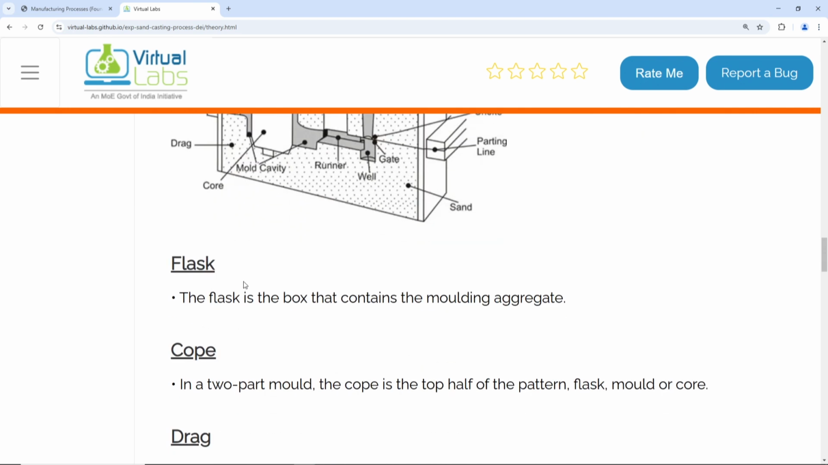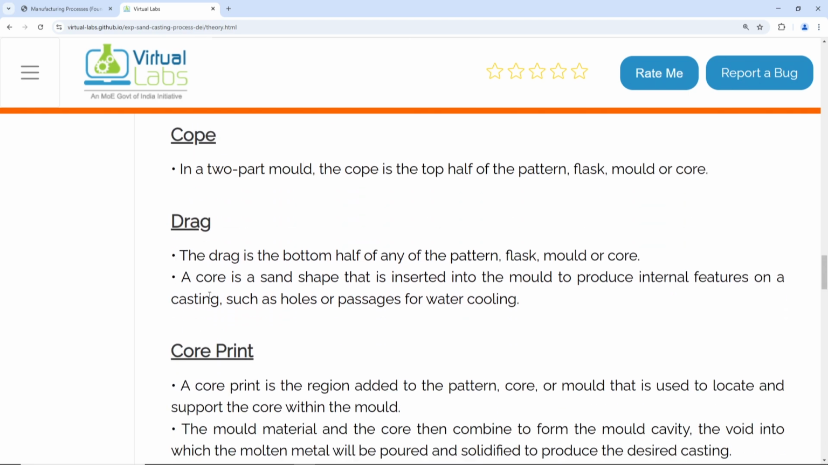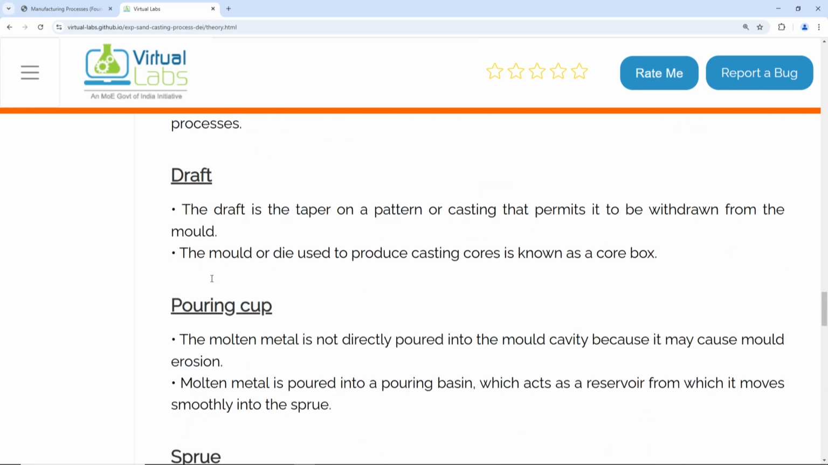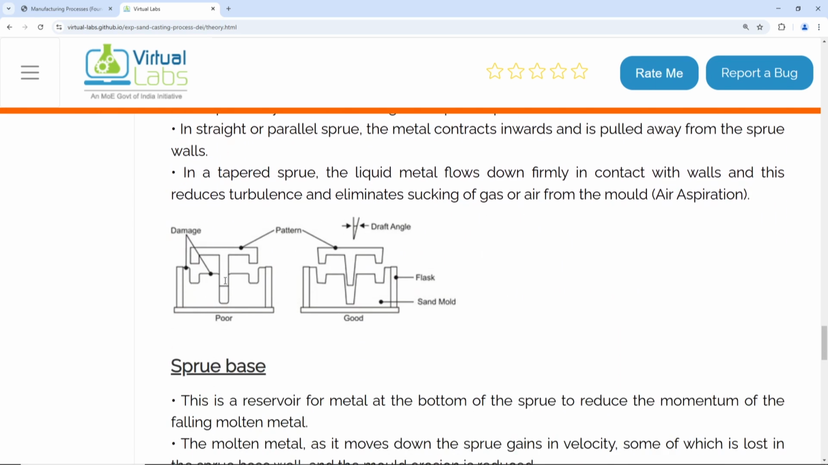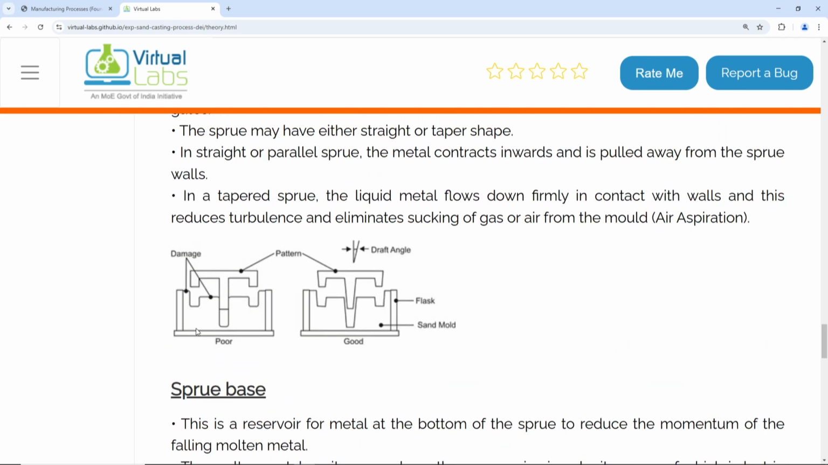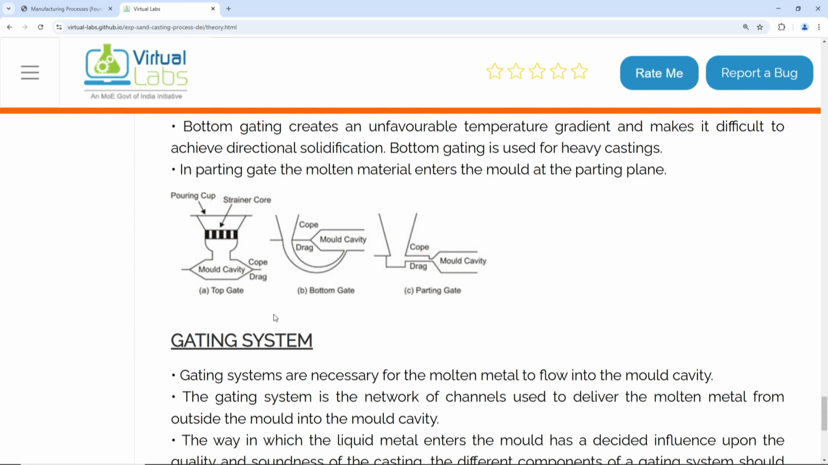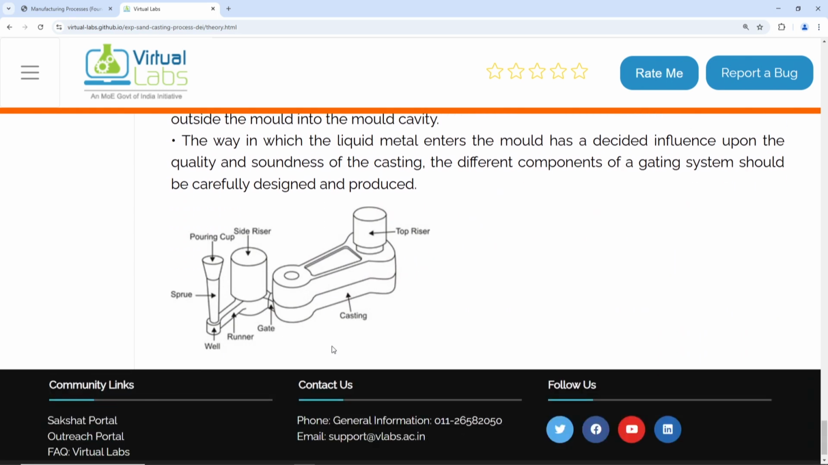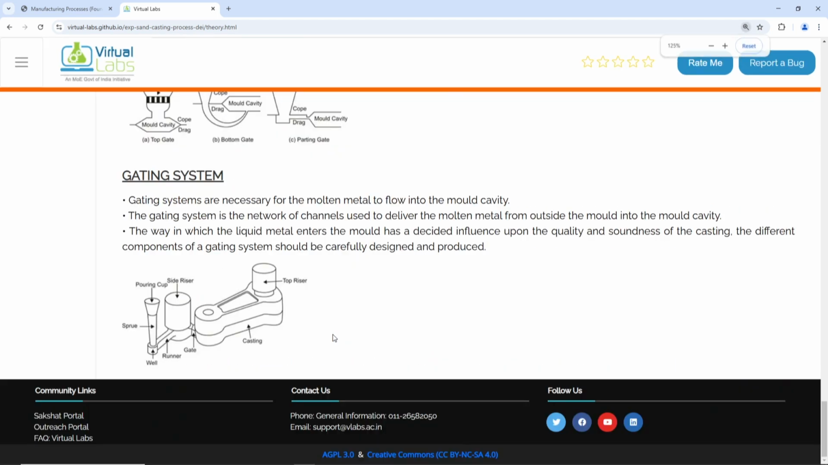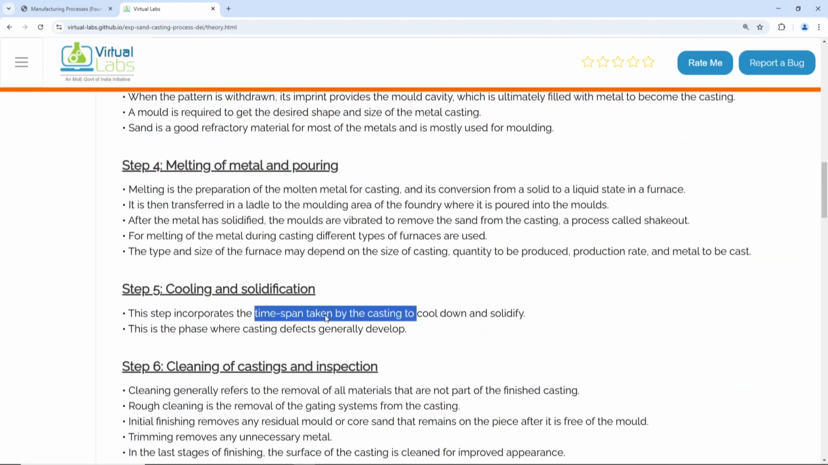You can see all these terms are further detailed in this figure: flask, cope, drag, core print, parting line, draft, pouring cup, sprue. In the sprue itself, poor and good kinds of sprue design have been given. It has to have a taper here, you can see a taper here. Then sprue base, riser, runner, gating system, the kinds of top gate and bottom gate, parting line, all these things are given here.